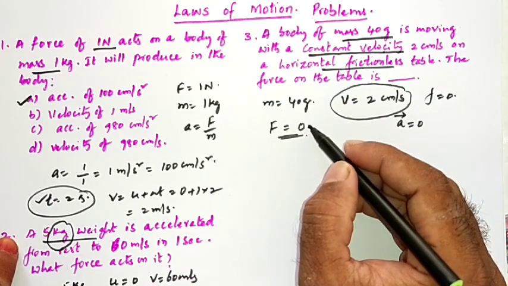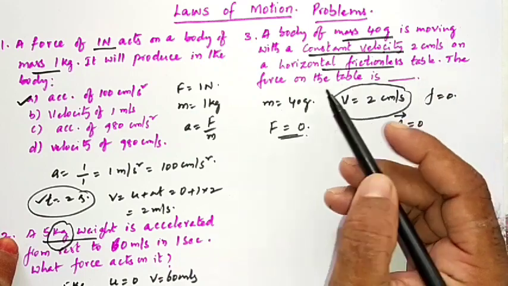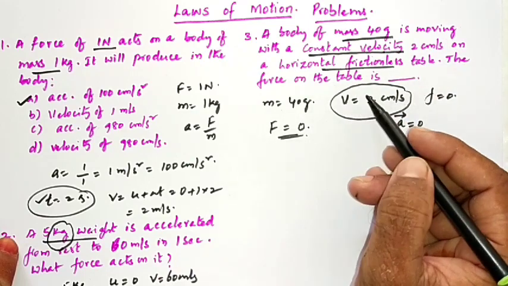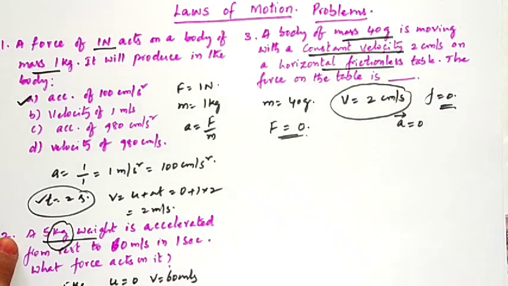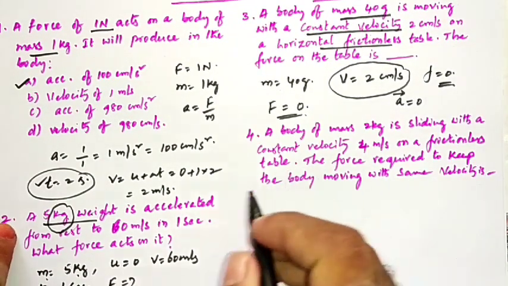Okay, so as the force acting on the body is 0, the force acting on the table also will be 0, as there is no friction. Clear, Nana? Very good.